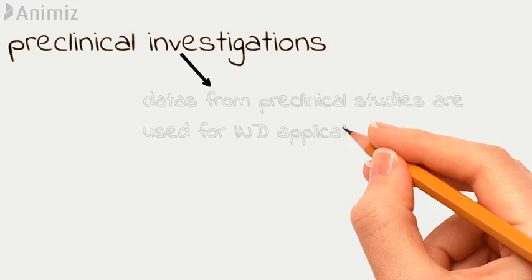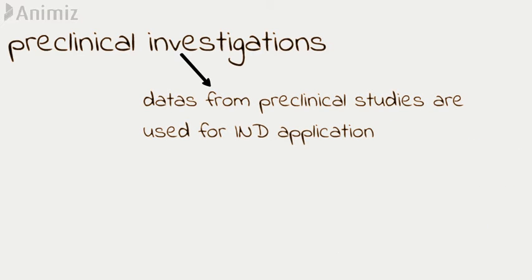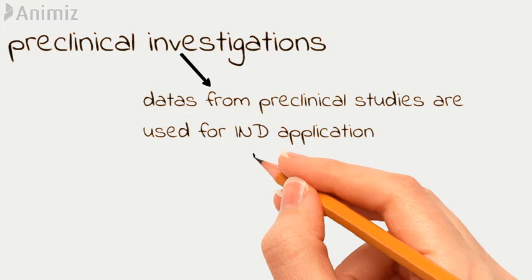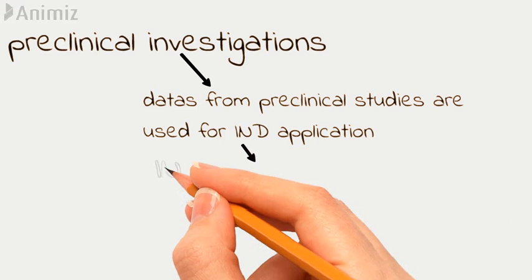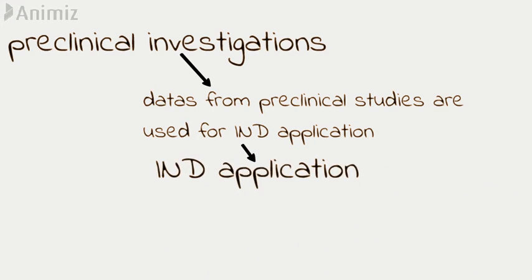This data should be approved by authorities like FDA in US or EMA in Europe, etc., for further studies of this compound in human subjects. Different countries have typical approval processes. Application for this purpose is known as investigational new drug application.